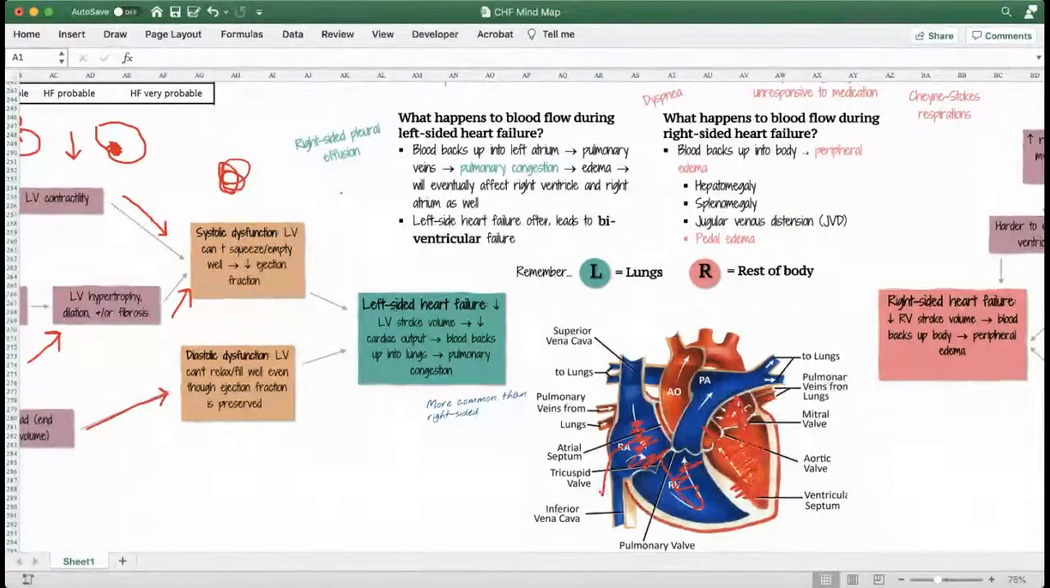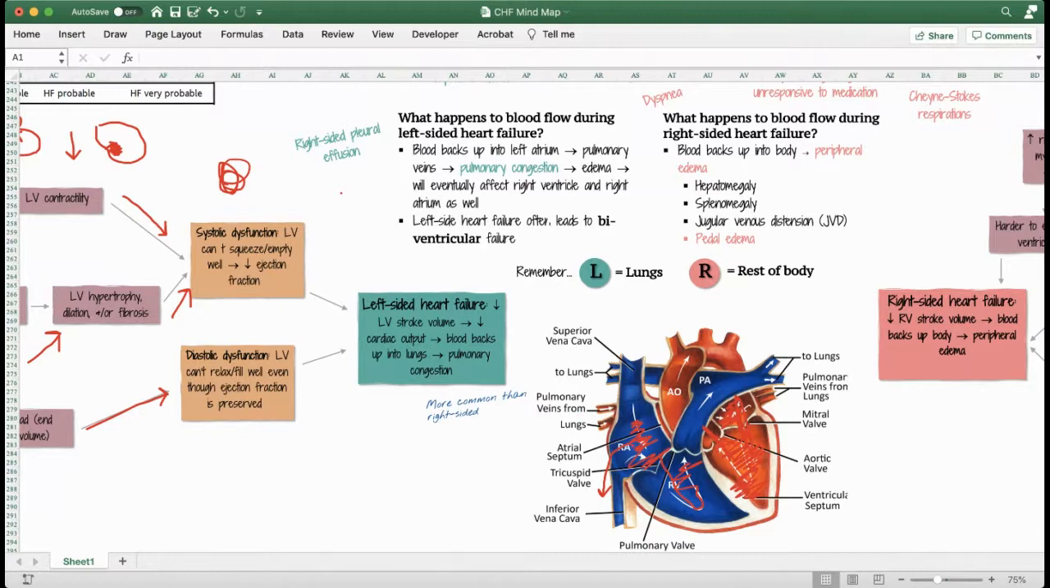Very, very often people who have left-sided heart failure for a long time end up with both-sided or a complete heart failure, where the right and left side both fail. You guys see those patients all the time. They have crackles all the time, but they also have that pedal edema and the signs of ascites, of right-sided failure as well.